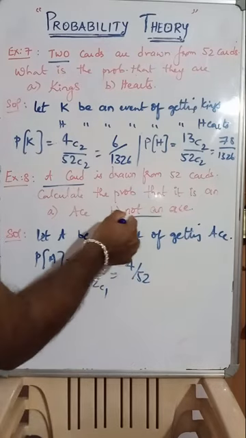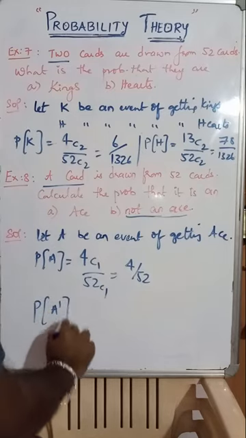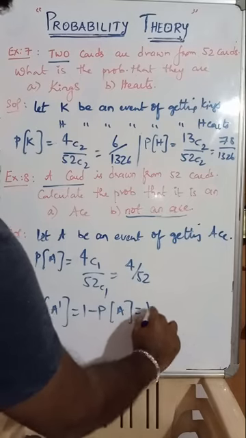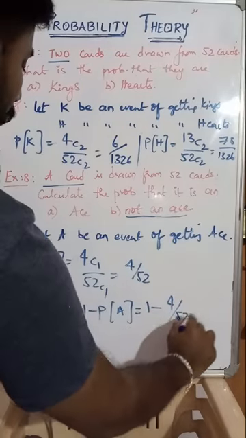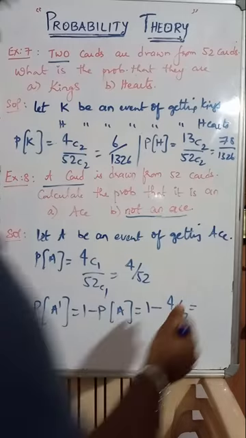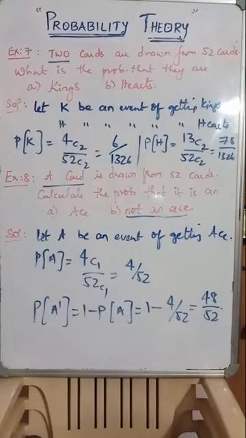Second question, not an ace. Not an ace means P of A dash, nothing but 1 minus P of A. 1 minus 4 by 52. Out of 52, if you remove the ace cards, all remaining are non-ace cards. How many are there? 48 by 52 is the answer.